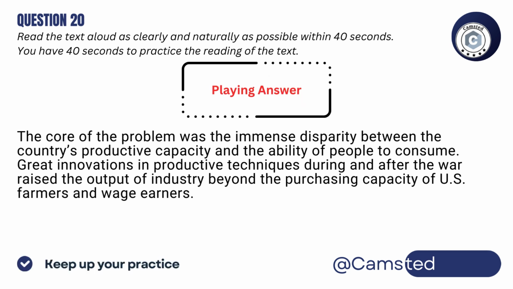The core of the problem was the immense disparity between the country's productive capacity and the ability of people to consume. Great innovations in productive techniques during and after the war raised the output of industry beyond the purchasing capacity of U.S. farmers and wage earners.